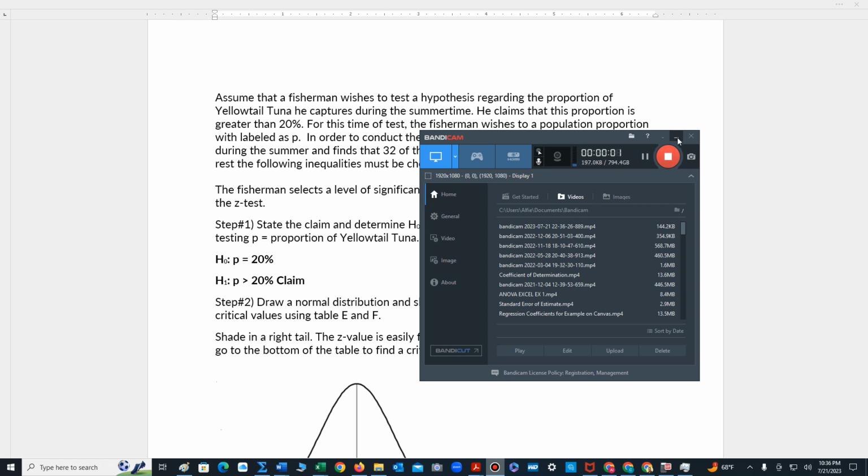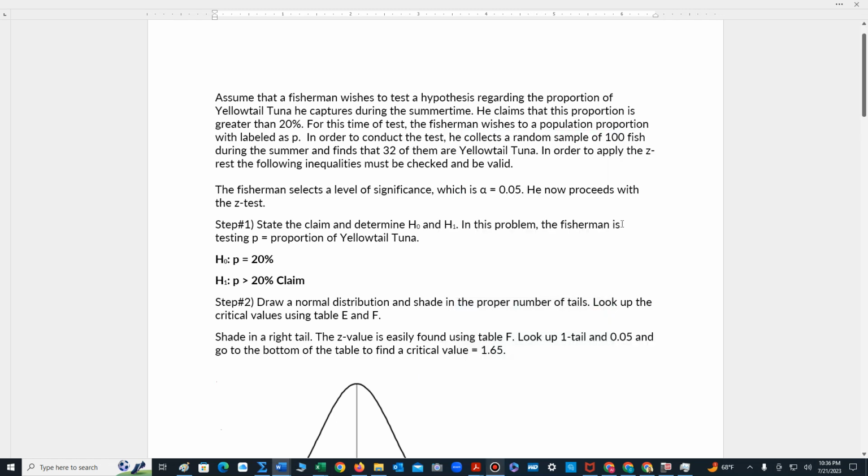Hello, in this video I will perform a z-test for a proportion. This example states the following. Assume that a fisherman wishes to test a hypothesis regarding the proportion of yellowtail tuna he captures during the summertime. He claims that this proportion is greater than 20%.